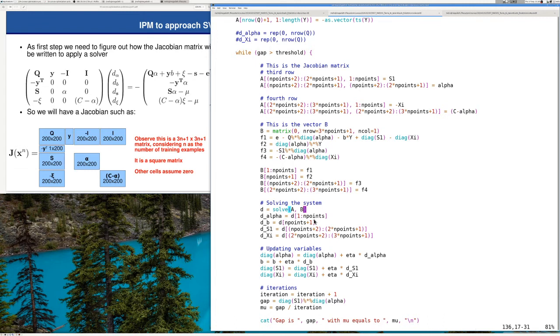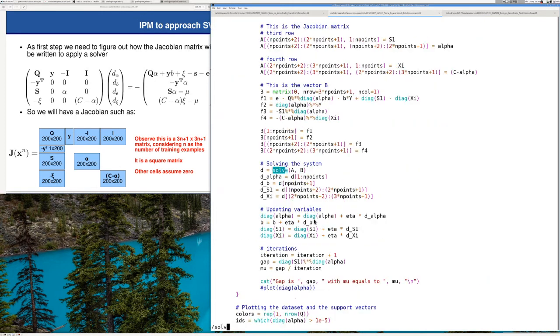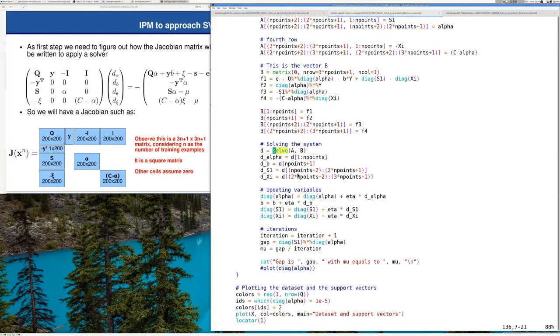Okay. And then here I use the solver. This solver here, I think it comes from this package, limsolve, okay? It's this solver here. And as a result, it's going to provide delta alpha, delta B, delta S, delta psi. What comes from the first to the element 200 are the alphas. Then 201 is going to be my B, 202 to 401 are my S's, and from 402 to 601, I will have my X's.